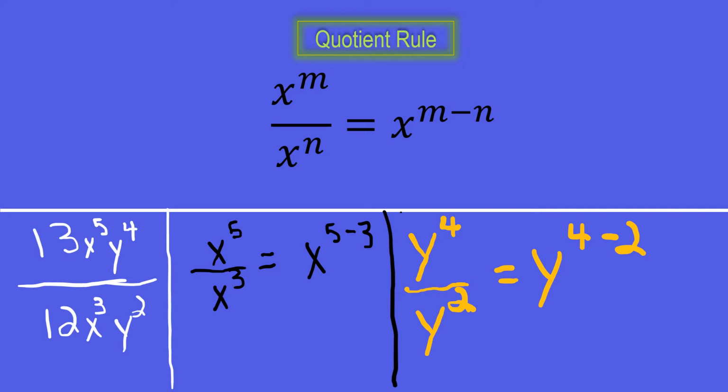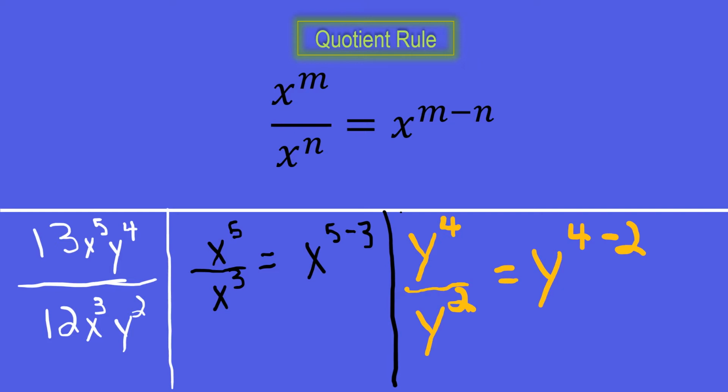The quotient rule states that if you have a division problem that has the same base in the numerator and denominator, and they have exponents, then you must subtract their exponents. As I stated, x and y are our bases in this problem. They are both the same at the top, the numerator, and at the bottom, the denominator.